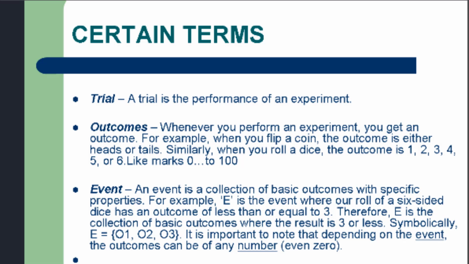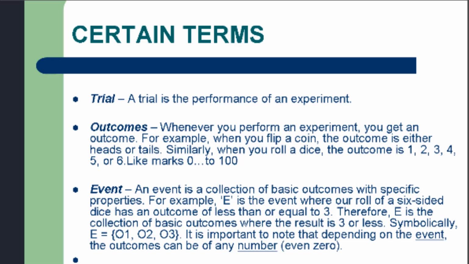Now, next is, what is an event? An event is a collection of basic outcomes with specific properties. When you take the example of tossing a coin, or rolling a die, what is the outcome of getting less than or equal to 3? We shall be seeing the possibility.